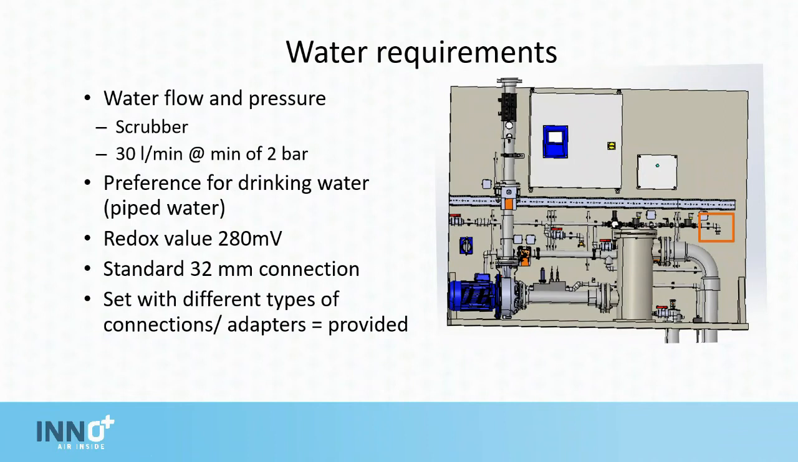Water requirements. The air scrubber needs 30 liters per minute at a 2 bar pressure. It's preferred that the water is of drinking water quality, so piped water. It should have a redox value of 280 millivolts, and the skid comes with a 32 mm water connection. We will provide water adapters so you can connect more easily.